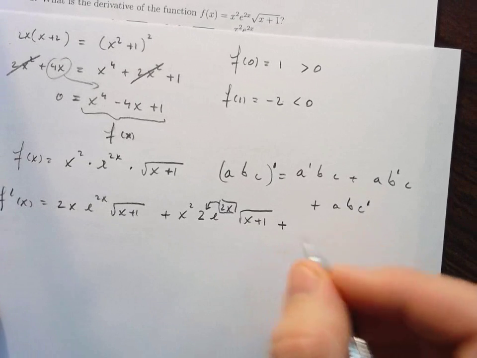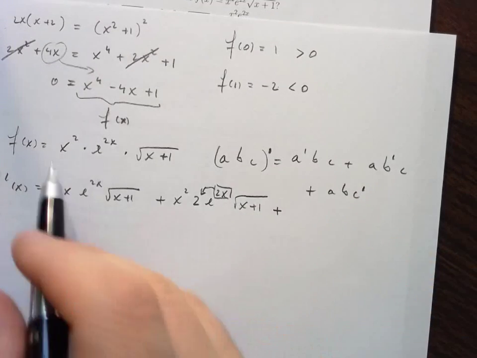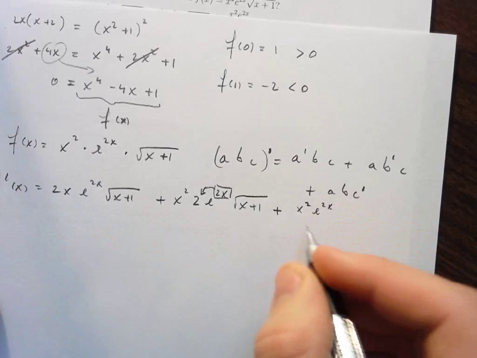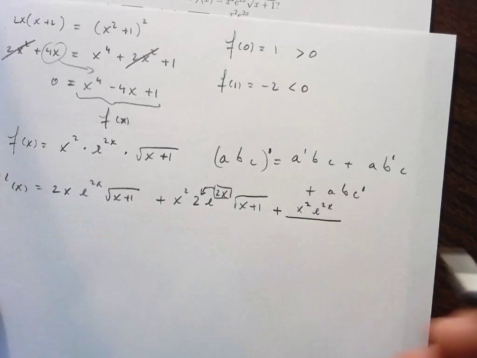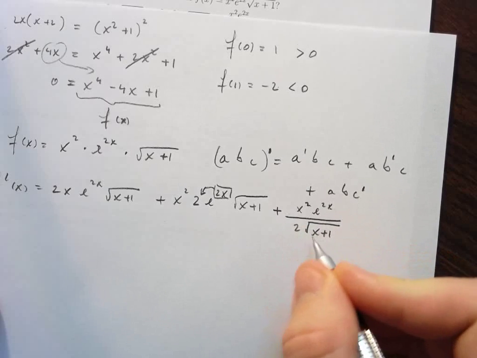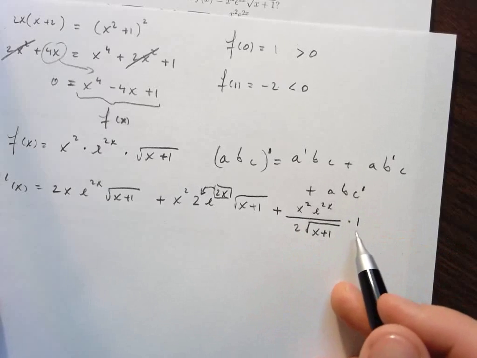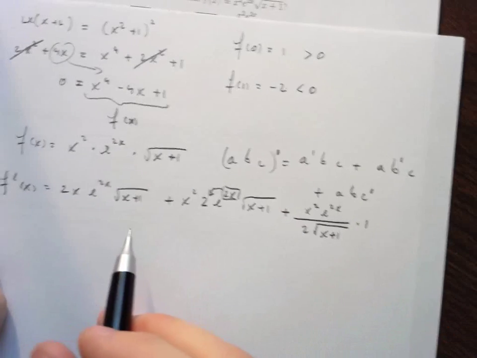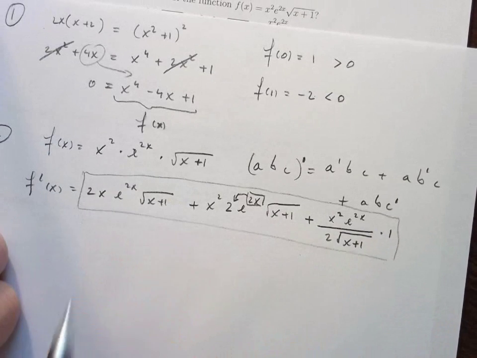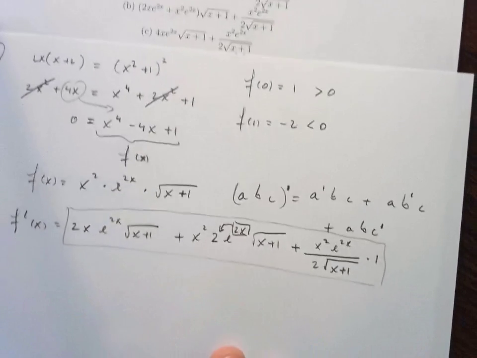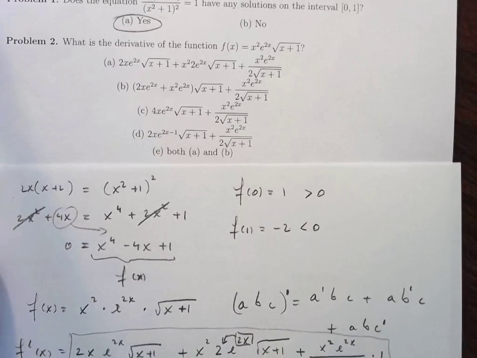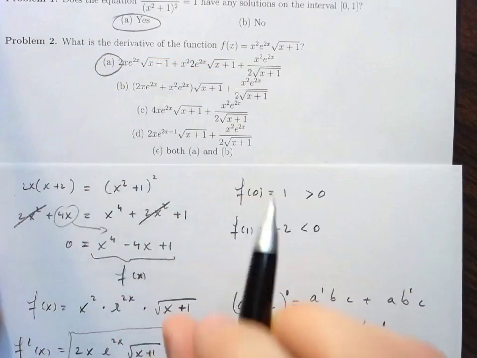And then the last term is going to be, I have the first and the second functions, so x squared e to the 2x, and the derivative of any root is 1 over twice that root, and because the inside function is linear with slope 1, I just multiply by an extra 1, or I can just leave that out altogether. So this should be the full derivative of f. And if we look at our choices, the only one that matches this is option A.